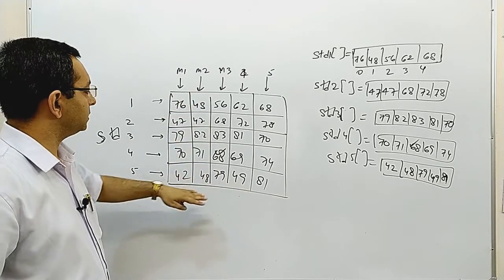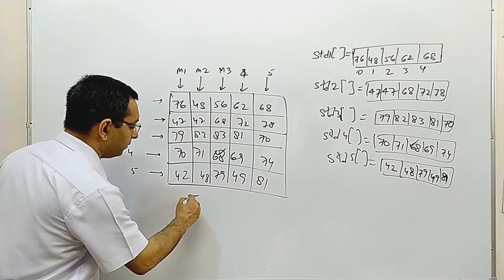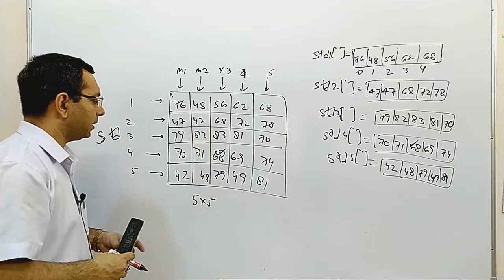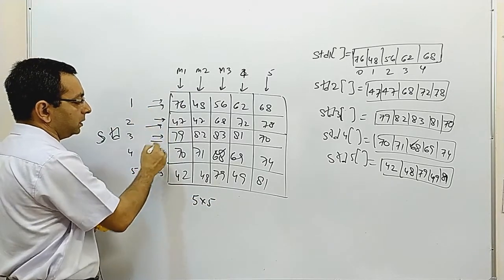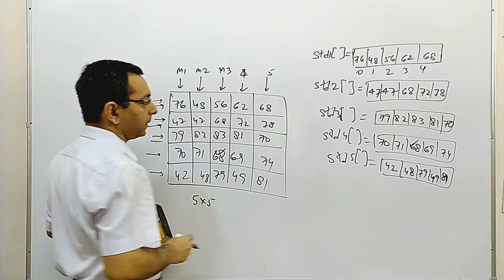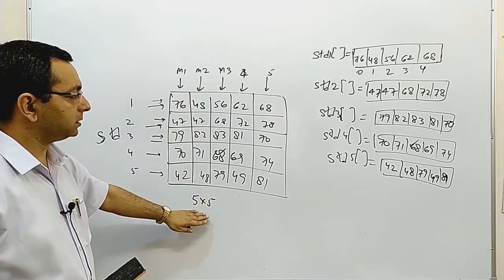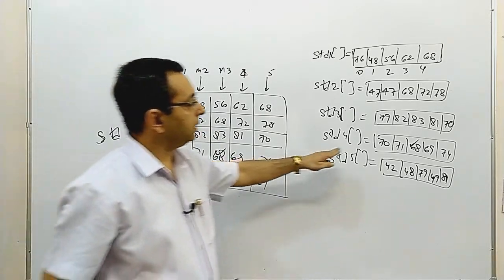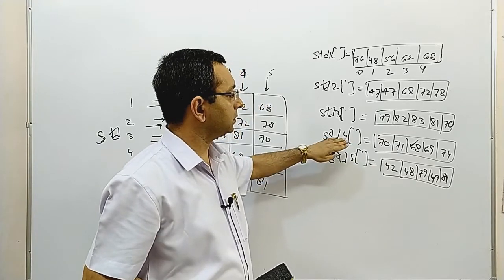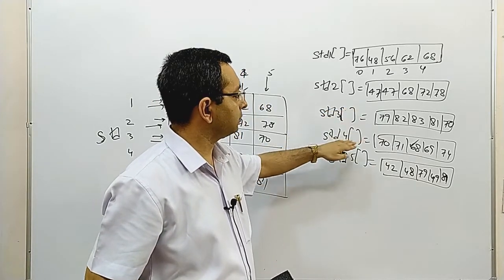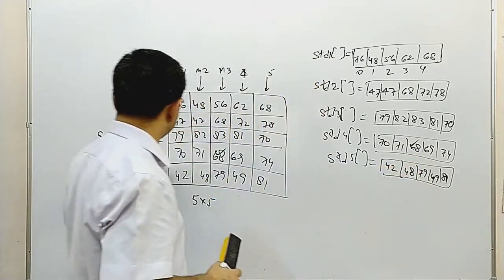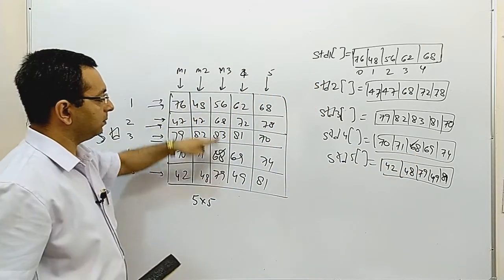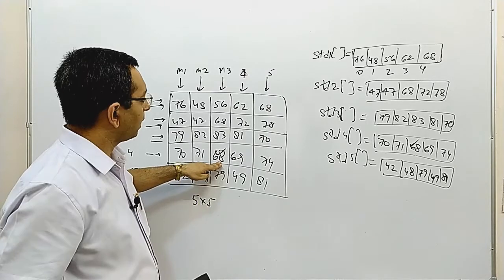This matrix is of order 5 by 5. What is 5 by 5? 5 rows and 5 columns. You can see 5 rows and 5 columns, so the order of this matrix is 5 by 5. Here, if you have to find the third subject's marks for the 4th student, you can check the 4th student and the third marks.